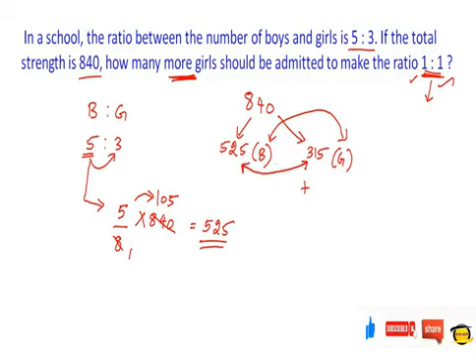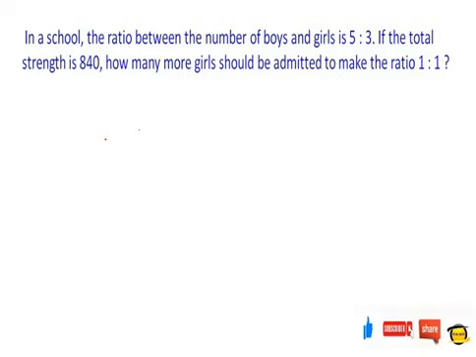Very simple. We just find the difference between these two terms and that is going to be 210, right? So in order to make sure that the ratio between boys and girls is 1:1, we can add 210 girls in the school. So now we have solved the question by using the fraction trick, right? The same question can also be done in a different way by using the parts trick.